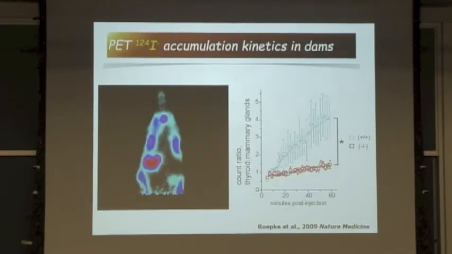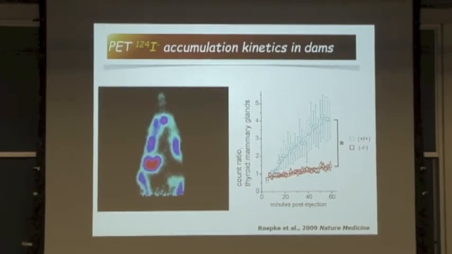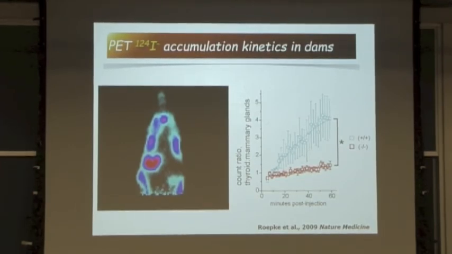So we did iodide 124 accumulation kinetics using positron emission tomography in the dams. Here's a positron emission tomography still from a mouse: that's the thyroid, that's the stomach, and that's the mammary glands. This is a lactating dam. What we did was inject iodine 124 into the dams, then measure iodide uptake kinetics in the thyroid glands, and then we'd let the pups feed from them, and we'd do PET imaging of the pups as well.